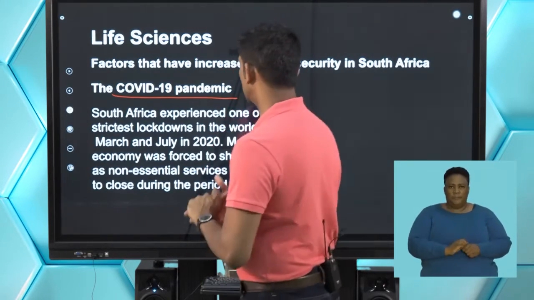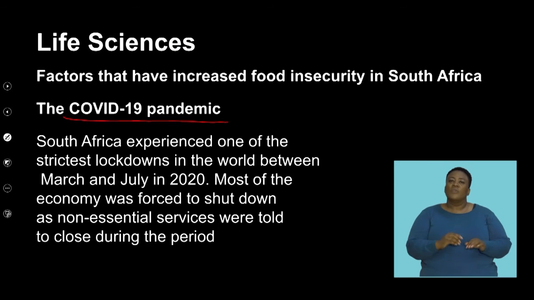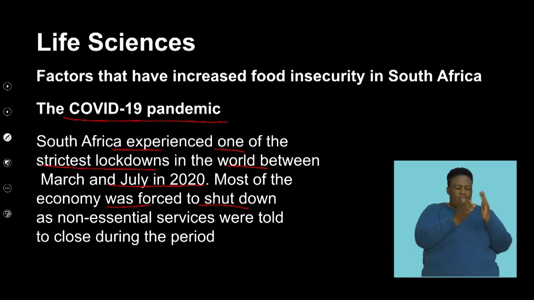So we've experienced one of the strictest lockdowns in the world, from July 2020 to current. Most of the economy was forced to shut down, and non-essential services were told to close during this period. And as I mentioned, this means that the ability to earn an income was affected.